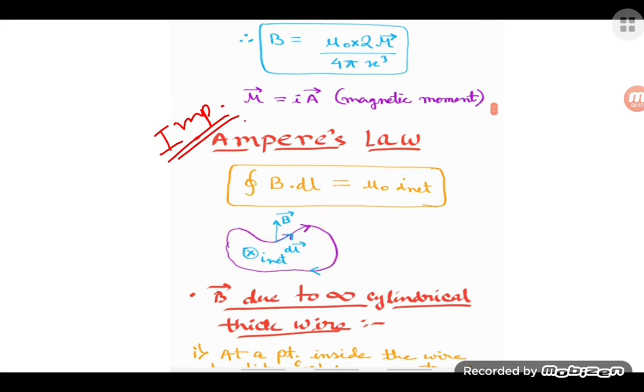So this I net is only affected by the current enclosed by this loop, not by any current outside this loop. If the current is located here or here, it will not affect the I net. So by using this concept, we will find the magnetic field due to an infinite cylindrical thick wire.